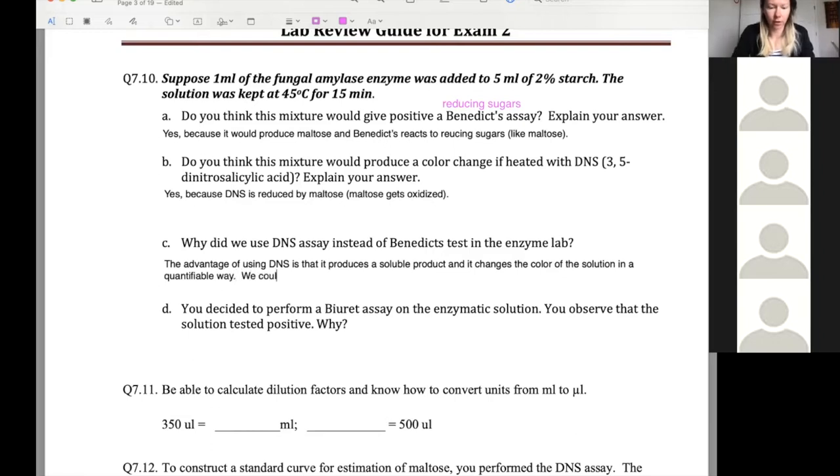So we were able to determine the amount of maltose produced based on the intensity of that orange color.